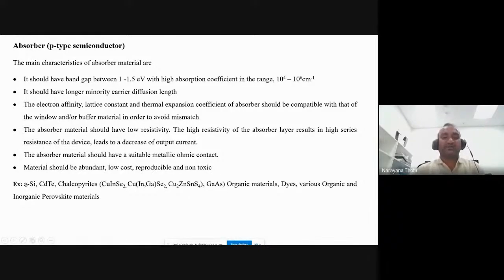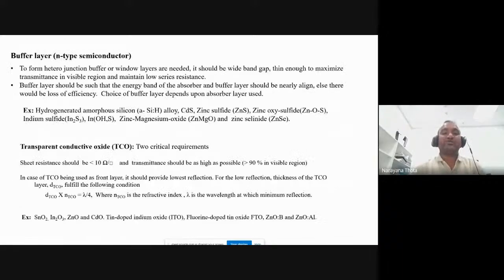The main absorbers up to now are silicon, amorphous silicon, cadmium telluride, CIGS, organic materials, various inorganic materials, and perovskite materials. Next is the buffer material. The buffer material is just to make a junction with the absorber, so their band diagrams should be aligned with each other, so that there is less recombination at the junction.